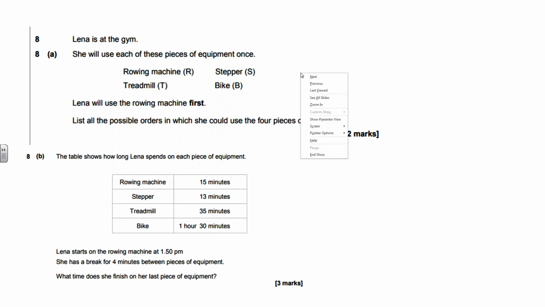Right, question 8. Lena is at the gym. She will use 3 pieces of equipment. She will use each of these pieces of equipment once. She will use the row machine first. What are the possible orders that she could use the 4 pieces of equipment? So when doing this, we're doing a systematic listing problem. So we're saying R has to come first. So then she could use S, T, B.